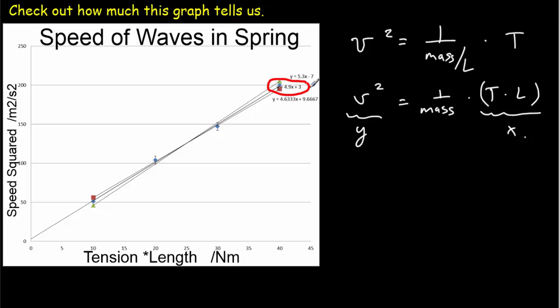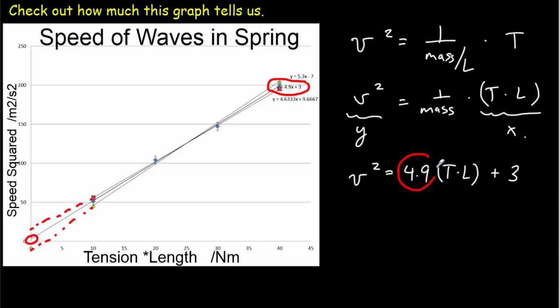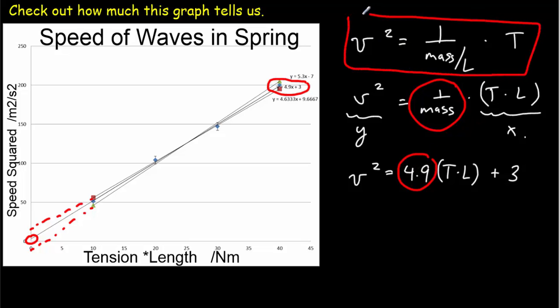And then this equation here really tells them what their relationship was, and that is that v squared must be equal to 4.9 times the x variable, tension times length, plus 3. Now this y-intercept might seem kind of strange, but you can see, extrapolating backwards, that the y-intercept is within experimental uncertainty of the origin. So that y-intercept of plus 3 is not a problem. And then by comparing 4.9 to 1 over the mass and measuring the mass, we get an excellent confirmation of the original theoretical equation.